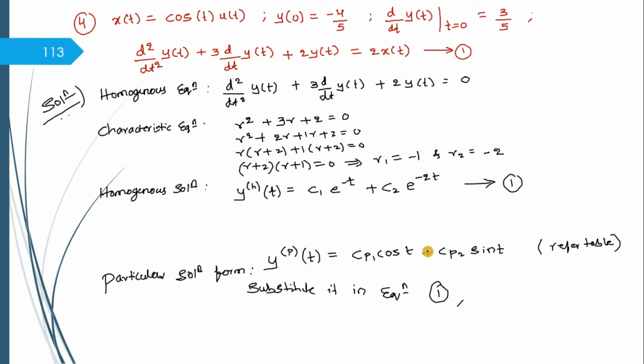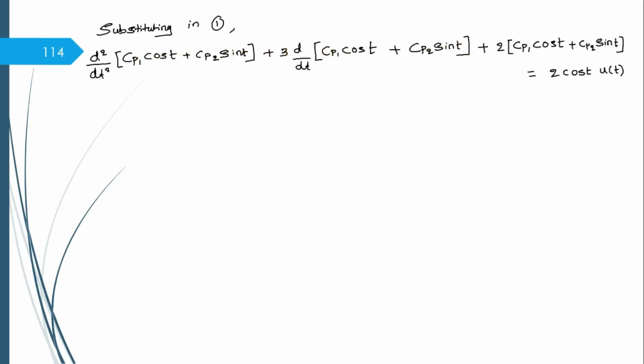3 into d by dt, so this one again you substitute. 2 into this one again you substitute, 2 into x of t. x of t is cos t u of t. Okay, so after substitution I get here d square by dt square cp1 cos t, same thing I have substituted here. Let us simplify it further.